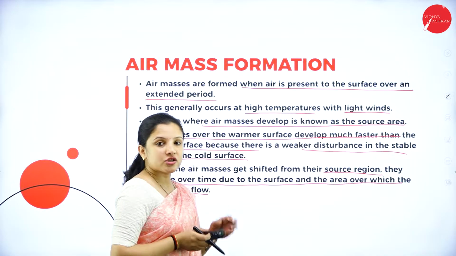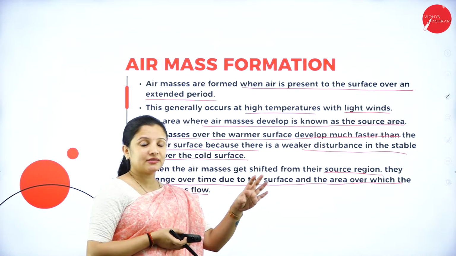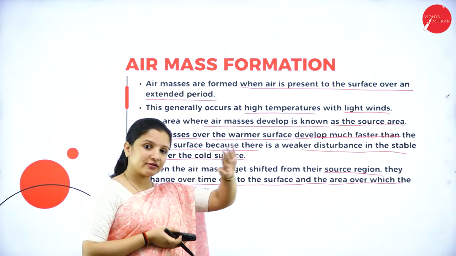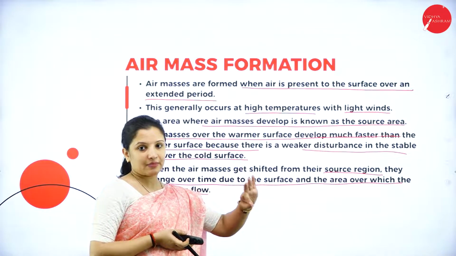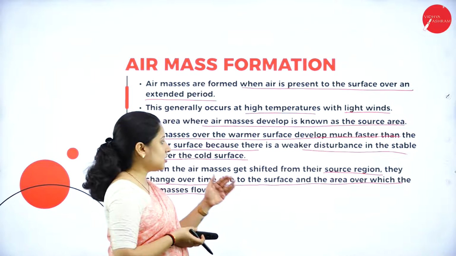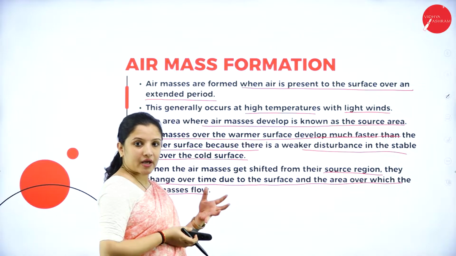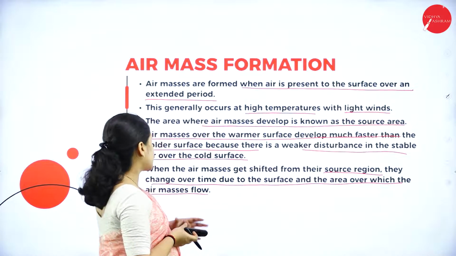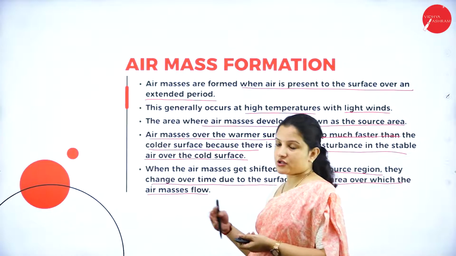So the shift of the air also decides which area, because an air mass is nothing but hundreds of kilometers of air flow, and over those hundreds of kilometers the temperature remains the same, the moisture content remains the same, and all that, right? So when air masses get shifted from their source region, from where they originated, they change over time due to the surface and the area over which the air masses flow. They tend to change when they move from one region to another.